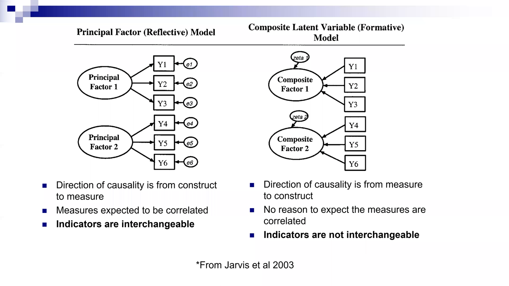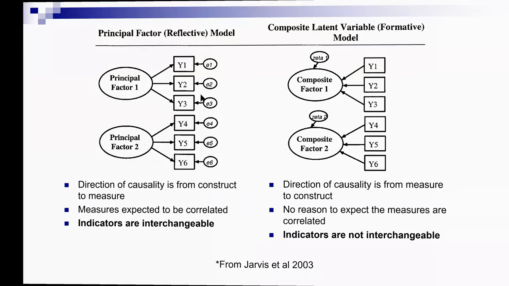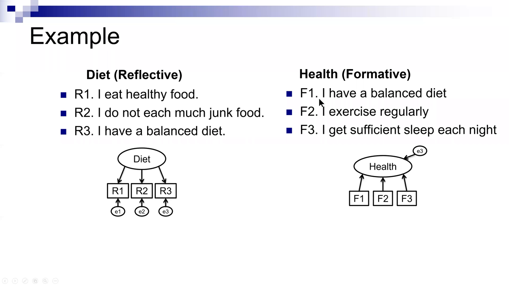Whereas formative factors are composed of different dimensions. A good example I have on the next slide here is health. A formative measure of health would be something like: you have a balanced diet, you exercise regularly, and you get sufficient sleep each night. I know many of you do one or two out of three of these. But I can almost guarantee none of you do three out of three, because you're human and you're trying to achieve things. And maybe you have kids, so one of them, like sleep, is not going to happen. But altogether, these are a good indication of health. You take one away, and it's a different measure of health.